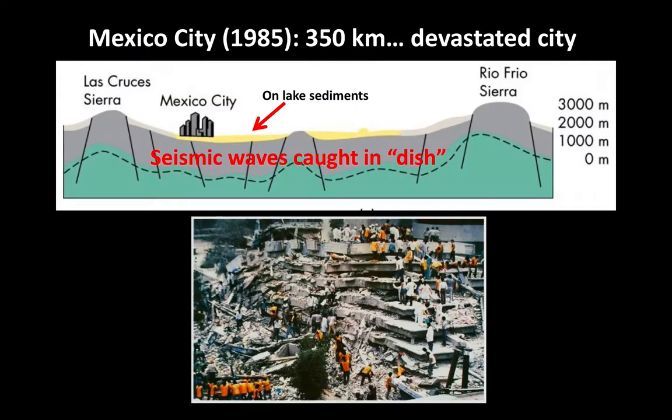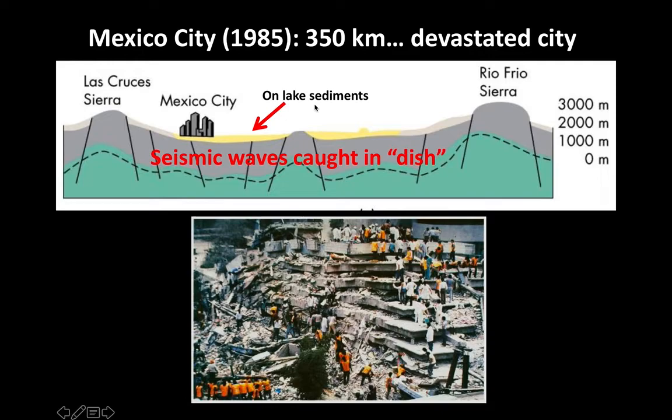So let's go back to the example of Mexico City. Remember that the epicenter, and really we're talking about the focus, is where this thing started, and it was a long ways away. And so as a result, the high frequency waves mostly attenuated away. And so what you got arriving was preferentially low frequency waves.